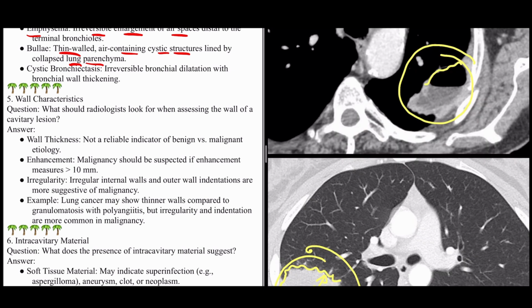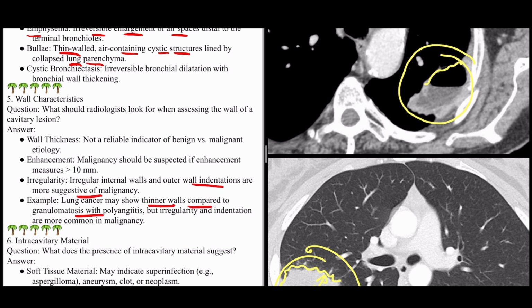So, like we said, wall thickness is not really a reliable indicator. A more reliable indicator would be the enhancement. Malignancy should be suspected if enhancement measures more than 10 millimeters. Also, irregularity. Irregular internal walls and outer wall indentations are more suggestive of malignancy.